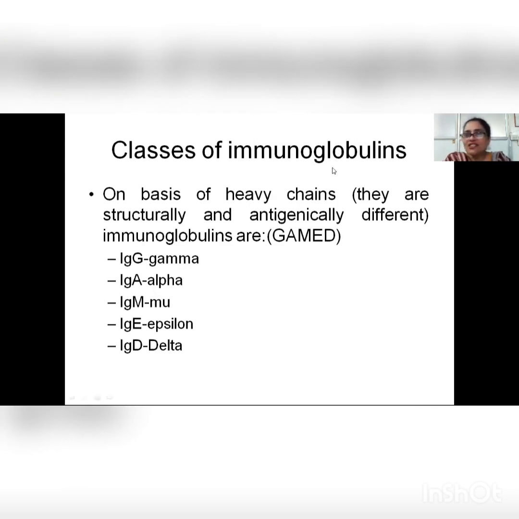Now, different classes of immunoglobulins are there, and on the basis of these classes, and the way they interact with antigen, they have been classified as IgG, that is gamma, IgA alpha, IgM mu, IgE epsilon, and IgD delta. For you to remember, just remember that they are GAMED. Here I am going to end this class with the types of different immunoglobulins, that is gamma, alpha, mu, epsilon, delta. Each I will be explaining in the next class.